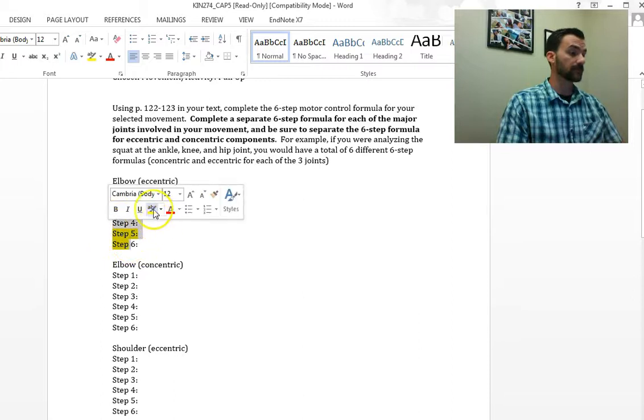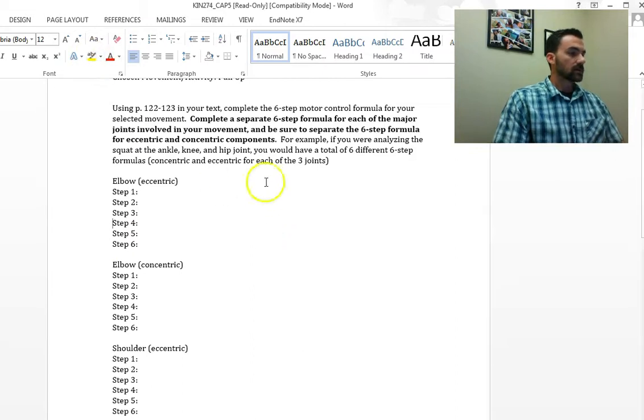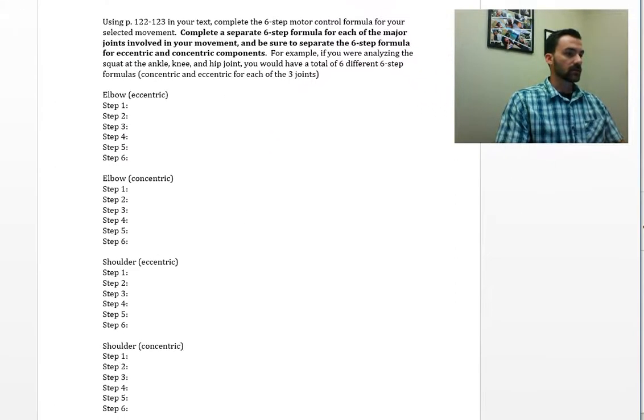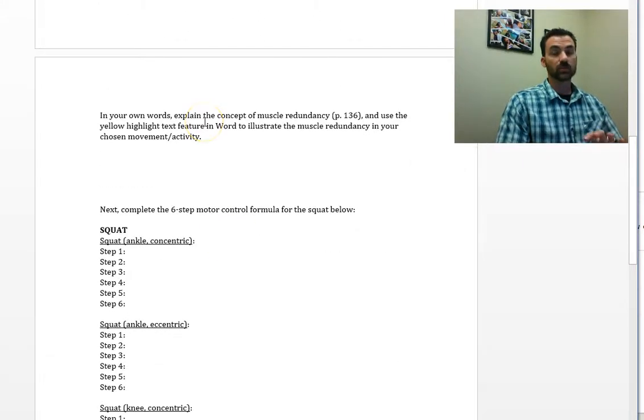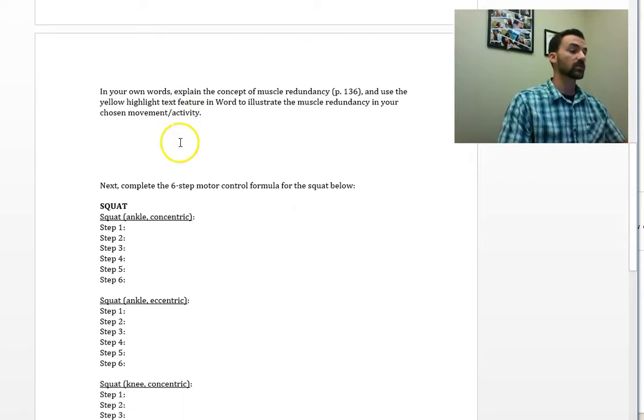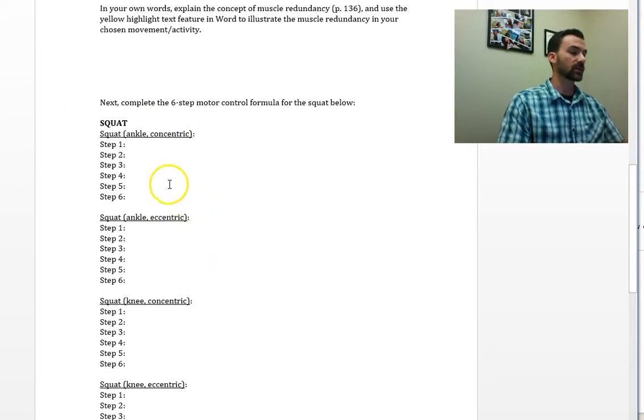for this assignment. Okay, so let's figure this out first. There we go. So let's see, what does this look like? Let's go through this here. So in addition to doing the 6-step motor control formula for your movement, you also need to do it for a squat. And you'll see how this is written out here.